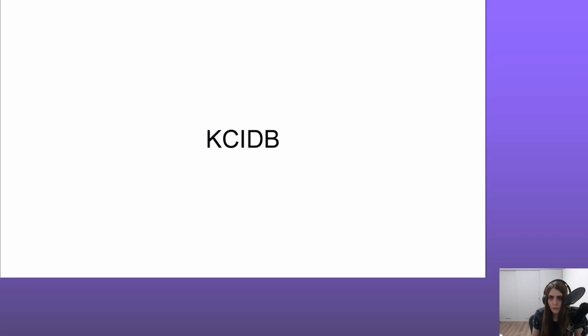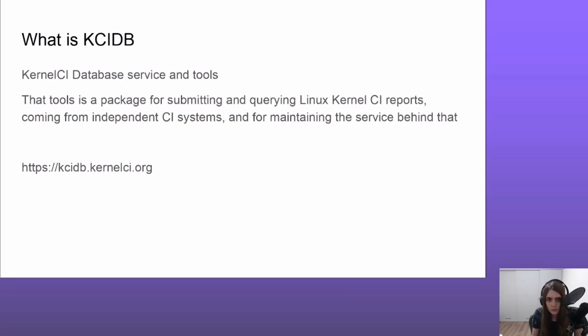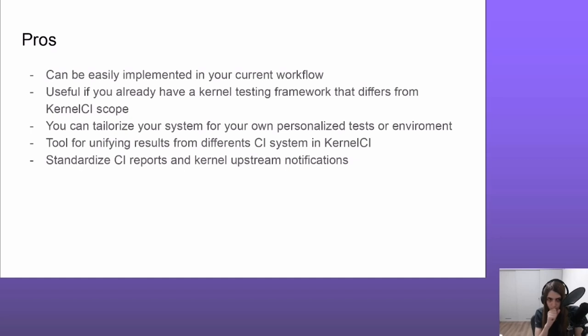And then there is KCIDB. KCIDB is the KernelCI database service and tool. It's a tool that is packaged for submitting and querying Linux CI reports coming from independent CI systems, and for maintaining the service behind that. The good point is that it can be easily added to the current workflow. If you already have a workflow for testing and building your package, KCIDB could be something that you can add for contributing to KernelCI.